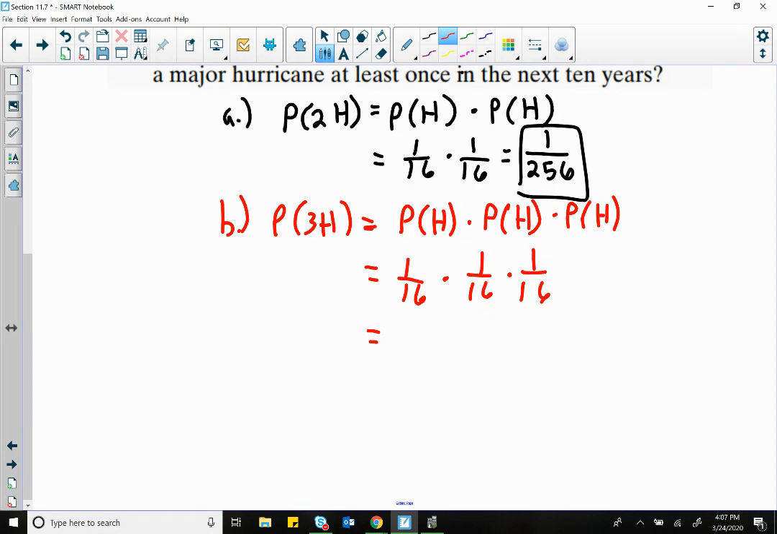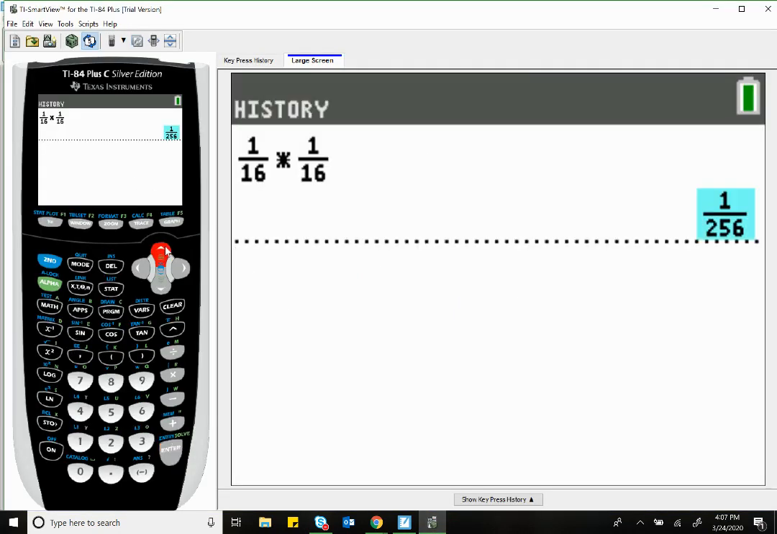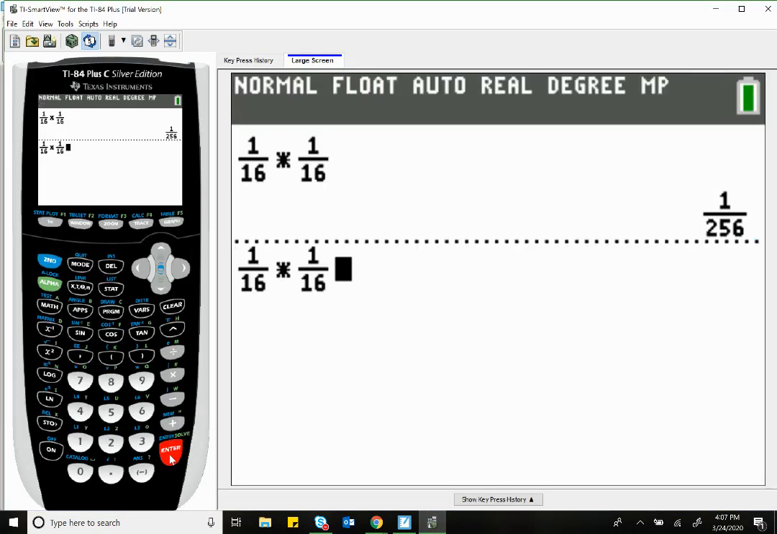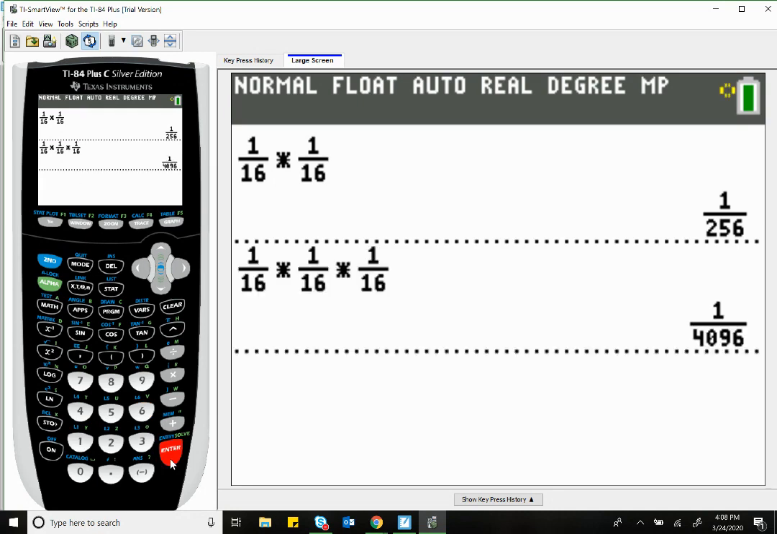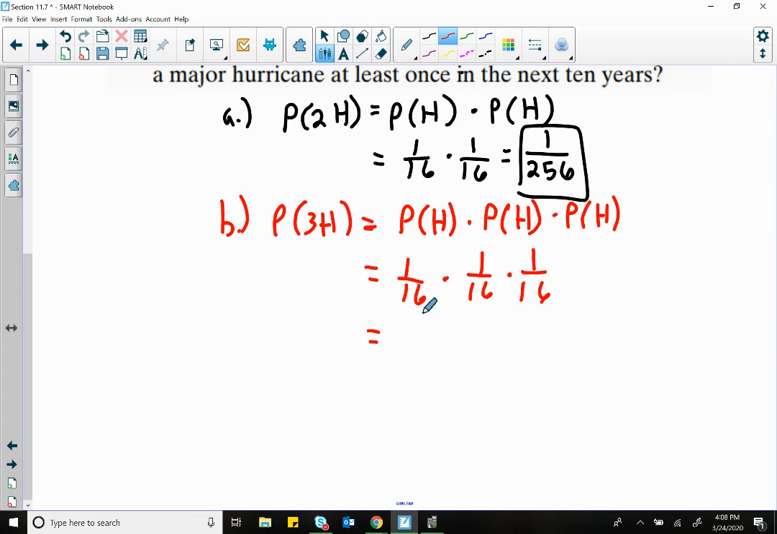which when we multiply all that out, I'll show you on the calculator a nice quick way to do that. You can just scroll up, grab the 1/16 you multiplied, and all we want to do is just do another one. Look how fast that is. Put in our next piece of 1/16 and hit enter. So 1 over 4,096. And there you go. That is the probability of getting hit by a hurricane 3 years straight.